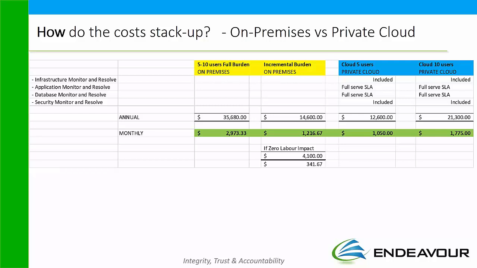We're going to have 4 columns we're going to build out. On-premise fully burdened, which includes all of your IT staff, your infrastructure, hosting costs, and your real estate. Incremental burden, which is really just looking at, I just need a box. I'm not paying for any of the extra incremental components because I already have my own data center. It's just one extra thing. And then looking at the cloud for 5 users, and looking at the cloud for 10 users.